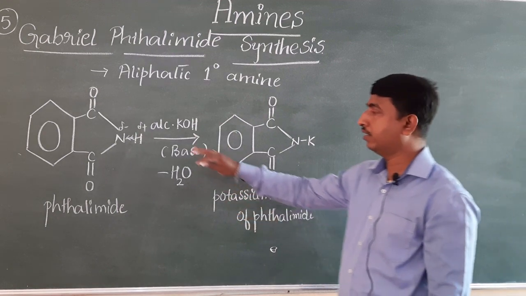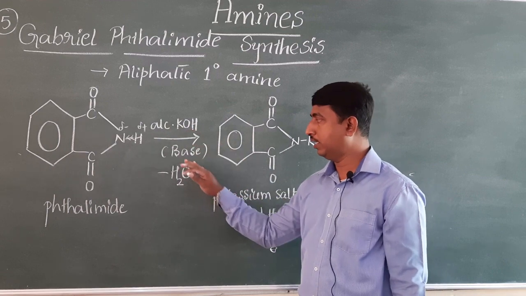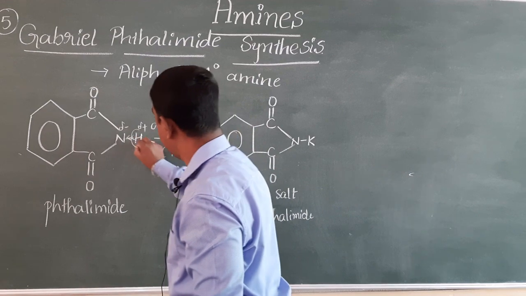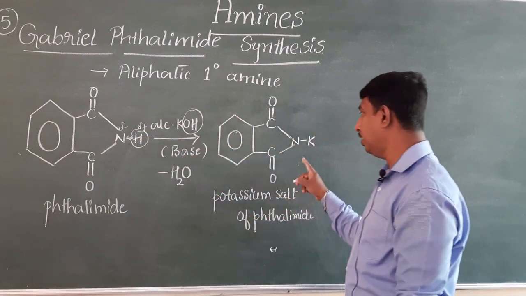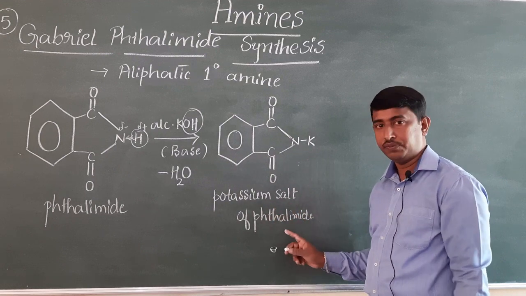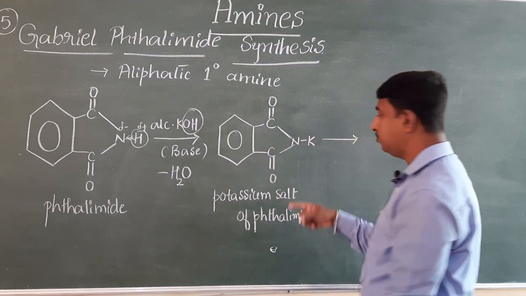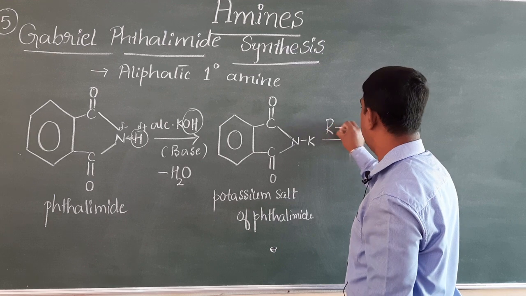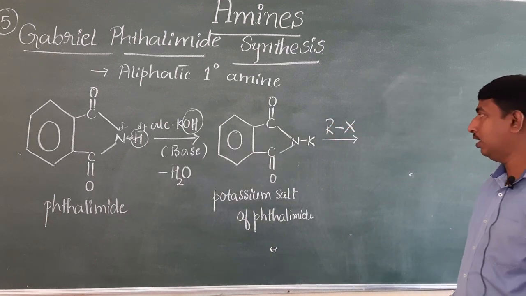So thalamide is treated with an alcoholic solution of potassium hydroxide, which is a base. An acid base reaction takes place. H plus and OH minus combine to form water. The product obtained is NK, which means the potassium salt of thalamide. In the next step, this potassium salt is heated with a suitable alkyl halide.